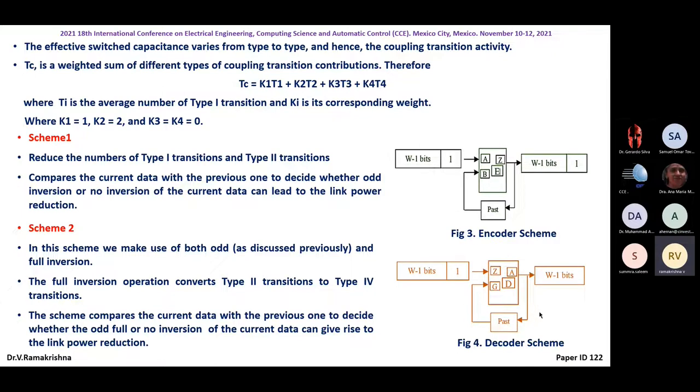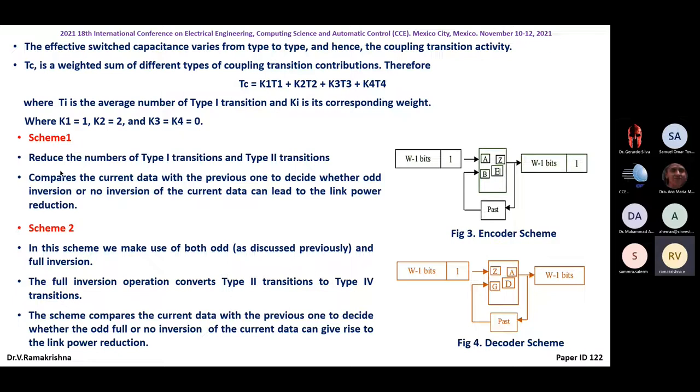Coming to the decoder, this decoder architecture generally consists of two main blocks, the decoder block and a storage element. The input to the decoder block is W bits, in which W minus one bits are output data from the encoder, and one bit is the inversion bit. If the inversion bit is one, the data at the input of the decoder block may be either odd inverted or even inverted, depending on the decoding scheme we are using. Based on which scheme we are using, this will also change. So here two schemes are there.